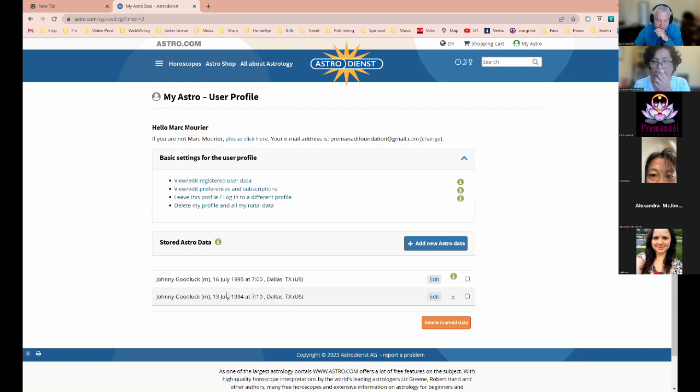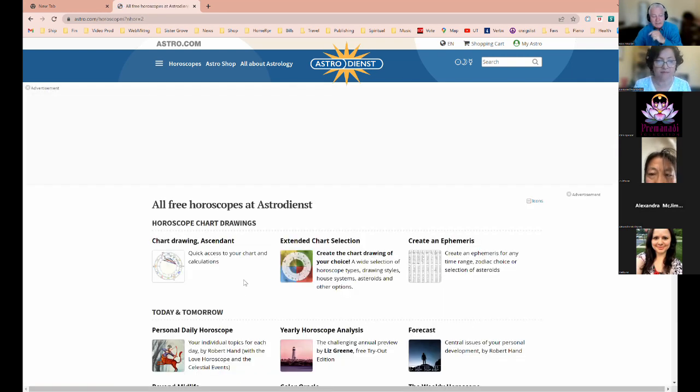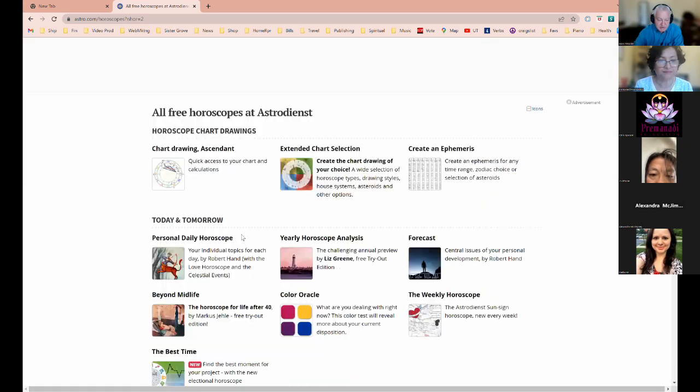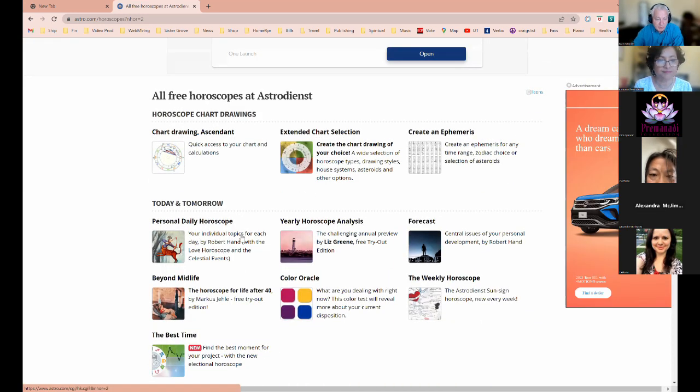Okay, so we got two Johnny Goodluck. So let's take a look at this one here. I just click that name and this comes up, and this is the normal place where we need to be. You see here on the upper left corner it says chart drawing, ascendant, quick access to your chart and calculations. When you do your chart, the first thing you want to do is the chart drawing. So I'm going to click that.